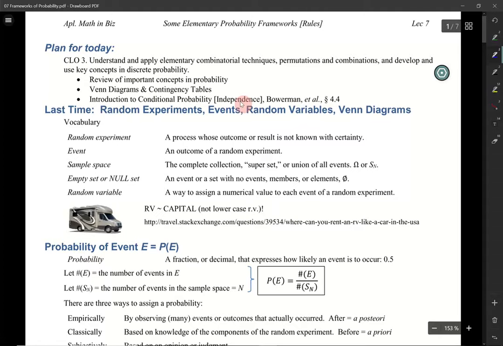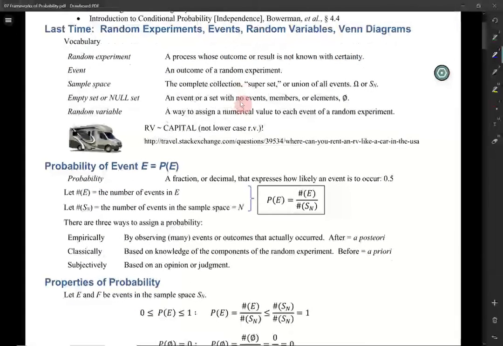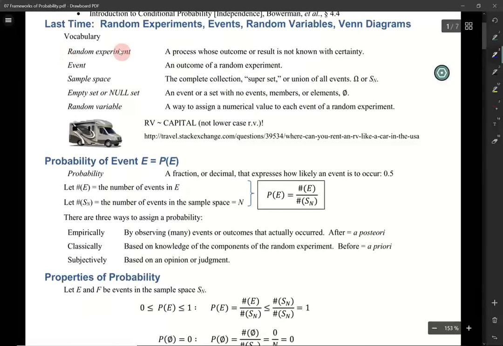Okay? So last time we started to think about random experiments, and what they are is a process whose outcome or result is not known with certainty. And we talked about events or simple events. And then we talked about the sample space, which is the collection of all of the events that are possible. Oftentimes it's abbreviated with some type of an S, and then the null set or an empty set.